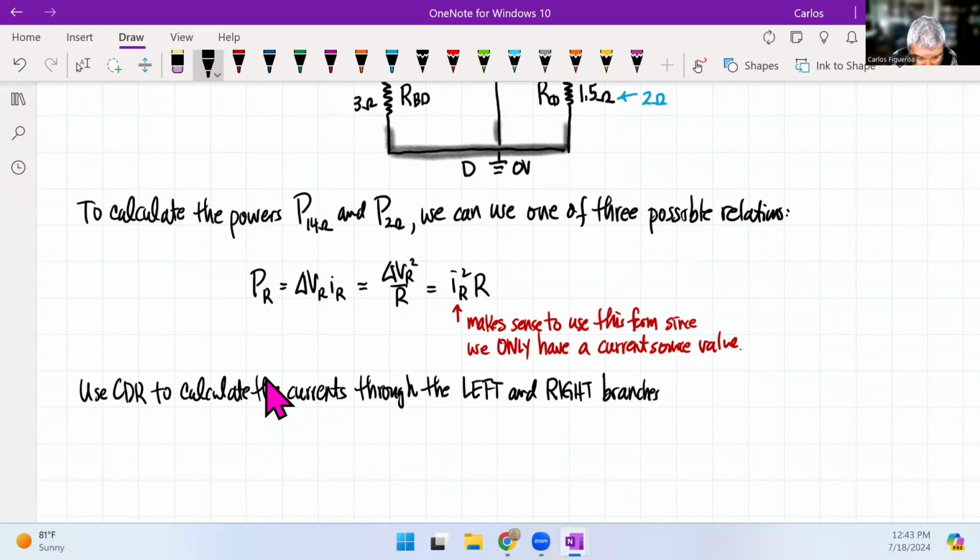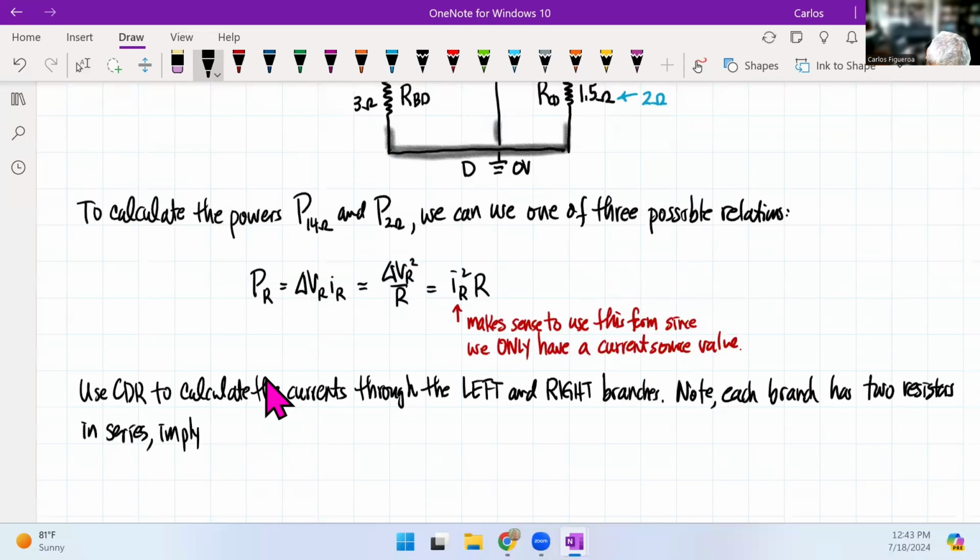So let's simplify the circuit. Note each branch has two resistors in series, implying they have the same currents. And that's going to be very useful.